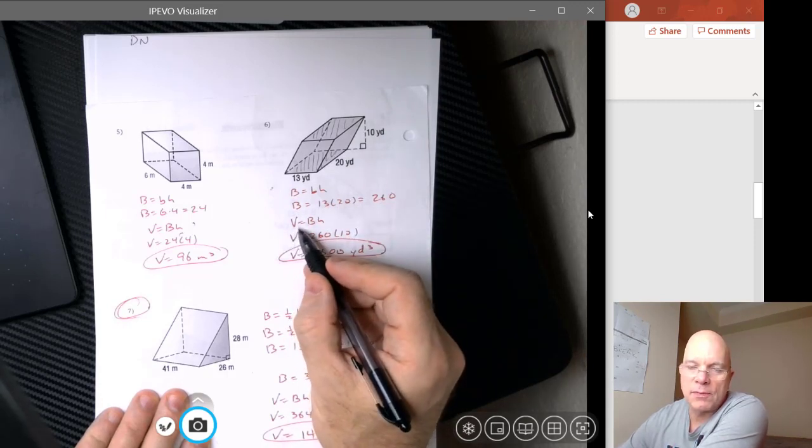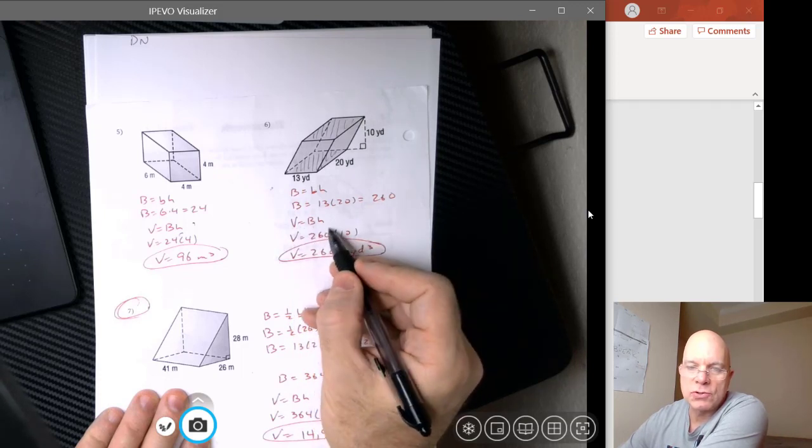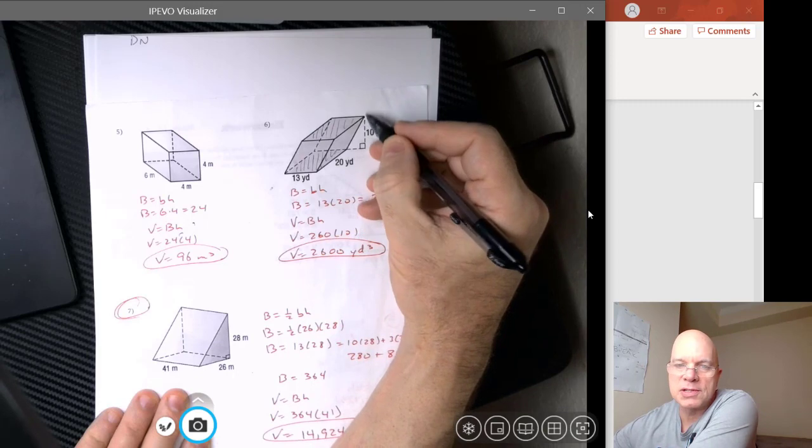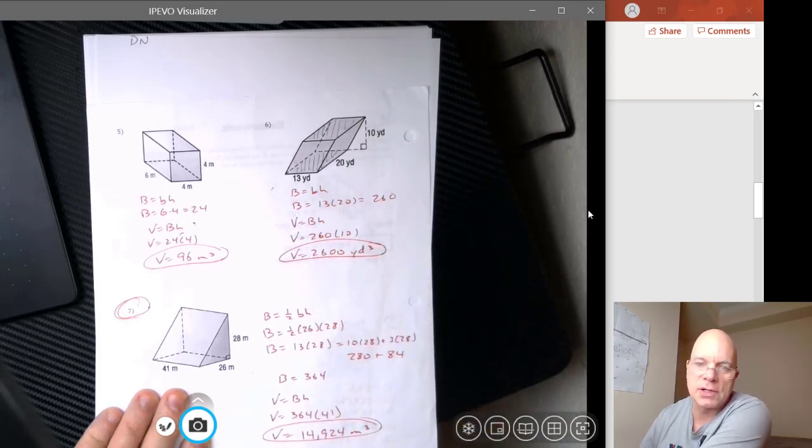Then you can use the volume formula for prism. Volume equals area of the base multiplied by the height. So 260 multiplied by the height of the prism, which is 10. So 2,600 cubic yards is the answer to number 6.